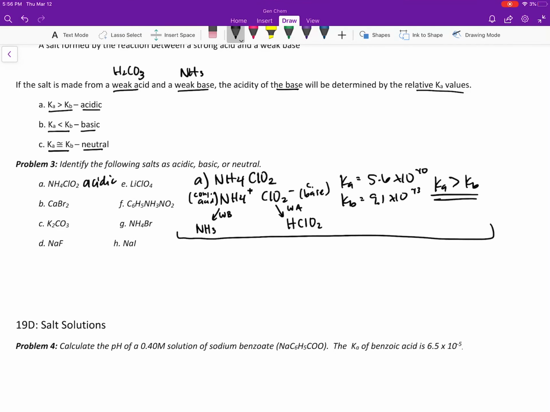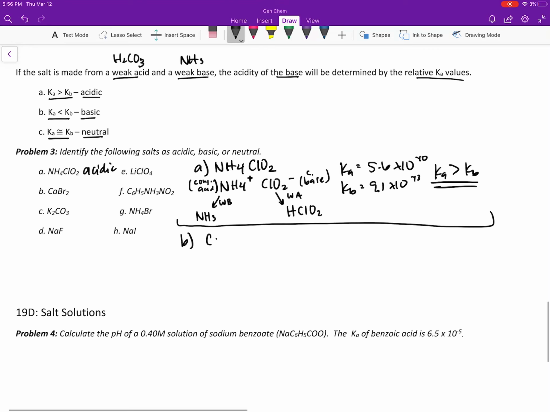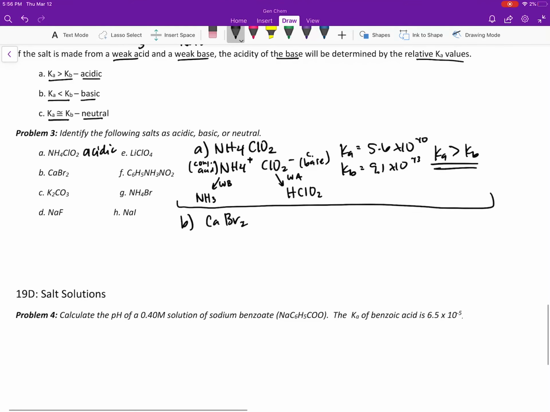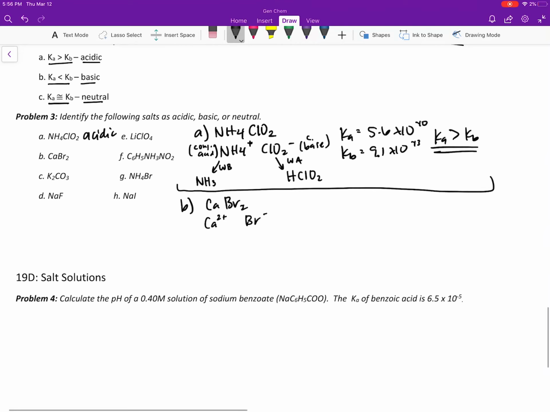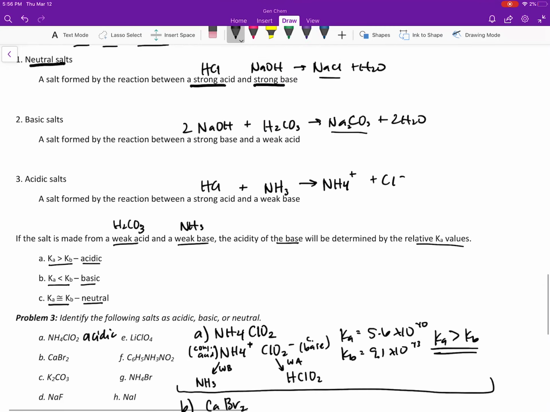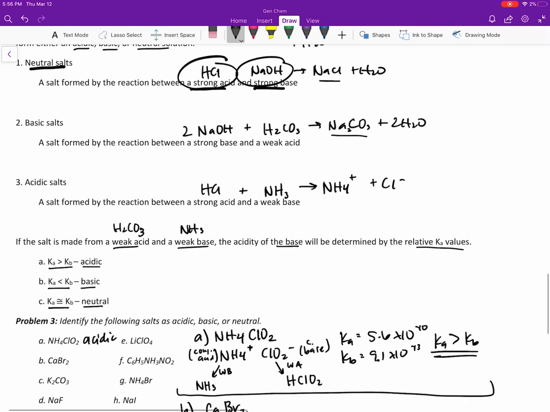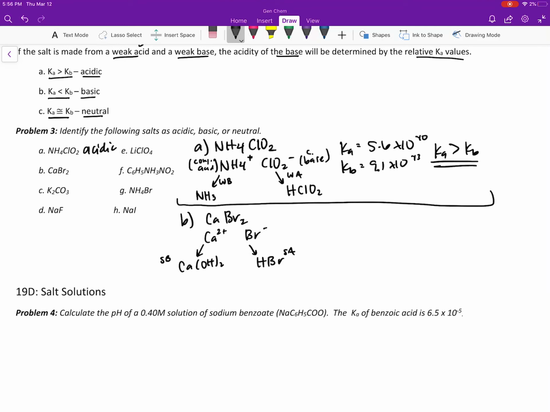Now when we're looking at B, B is CaBr2. If we break those apart, let's make it similar: calcium 2 plus, Br minus. Calcium, it may look familiar to you, comes from Ca(OH)2 and Br comes from HBr. So this is a strong base, this is a strong acid. So this is the first example that we had where the strong acid and the strong base react to form a neutral salt. So they're essentially going to cancel each other out and neutralize.